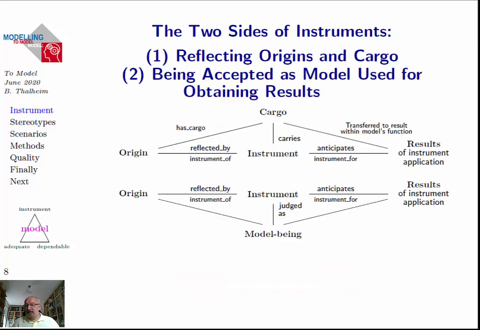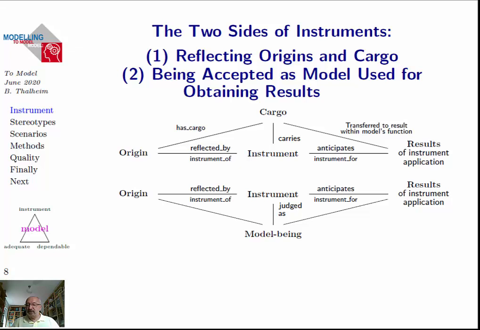We can consider or reconsider the old romp developed by Bernhard, where we have to distinguish origin, cargo, the instrument, and the results of the application of the instrument, as well as the model being. The origin has typically a cargo. The origin is somehow reflected by an instrument. That means the instrument is an instrument of something.